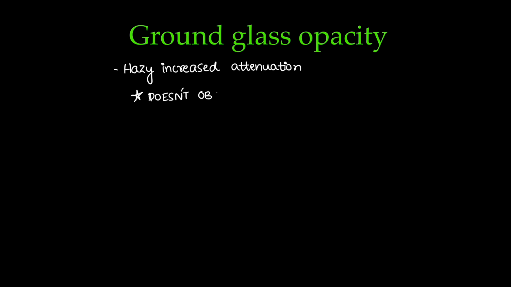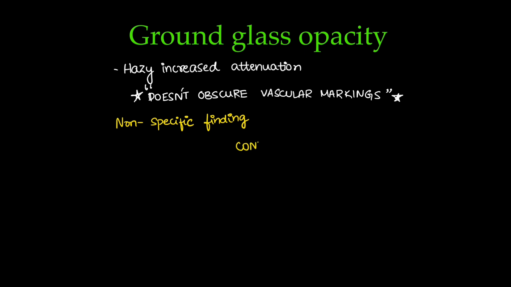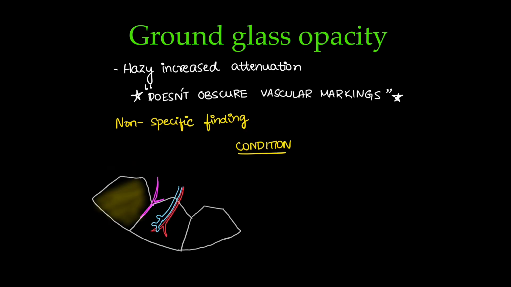Coming to the third increased opacity, that is ground glass opacity. Here ground glass opacity means hazy increase in attenuation which does not obscure vascular markings. Very important, it does not obscure vascular markings. And GGO as such is a non-specific finding. So we can see some hazy increase in attenuation. It's non-specific and not a diagnostic opacity.